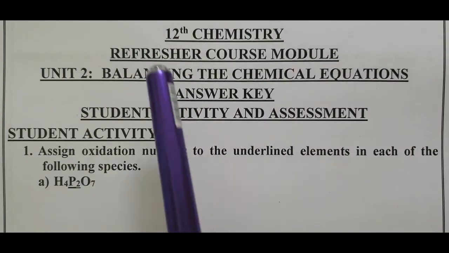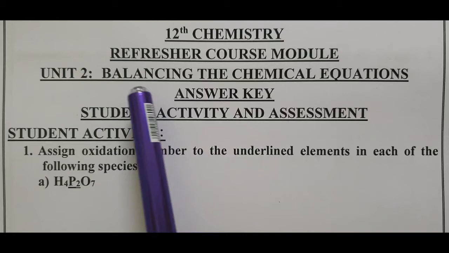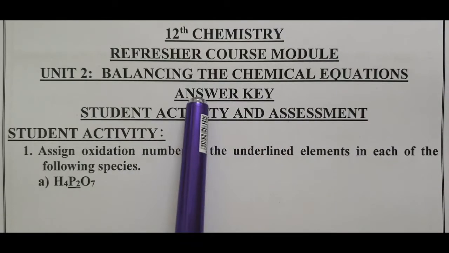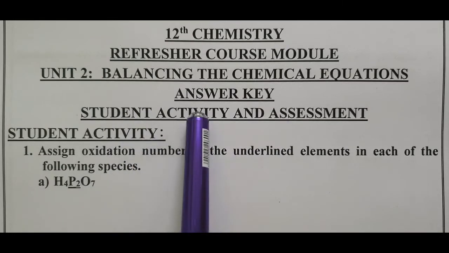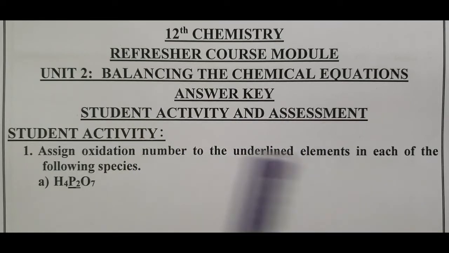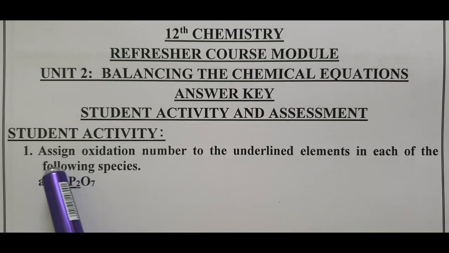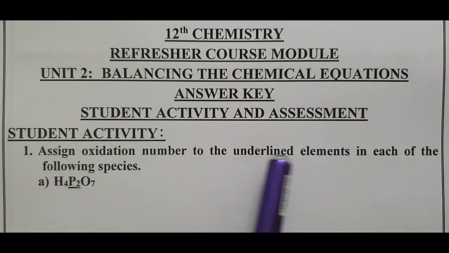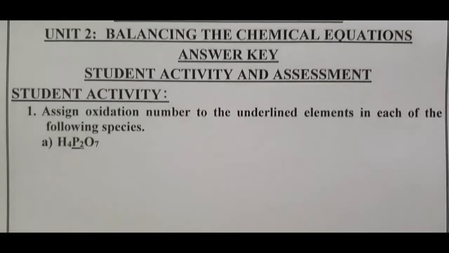12th Chemistry Refresher Course Model, Unit 2: Balancing the Chemical Equations. In this, we are going to discuss the answer key under the name Student Activity and Assessment. First, Student Activity number 1. Assign oxidation number to the underlined elements in each of the following species, that means compounds.